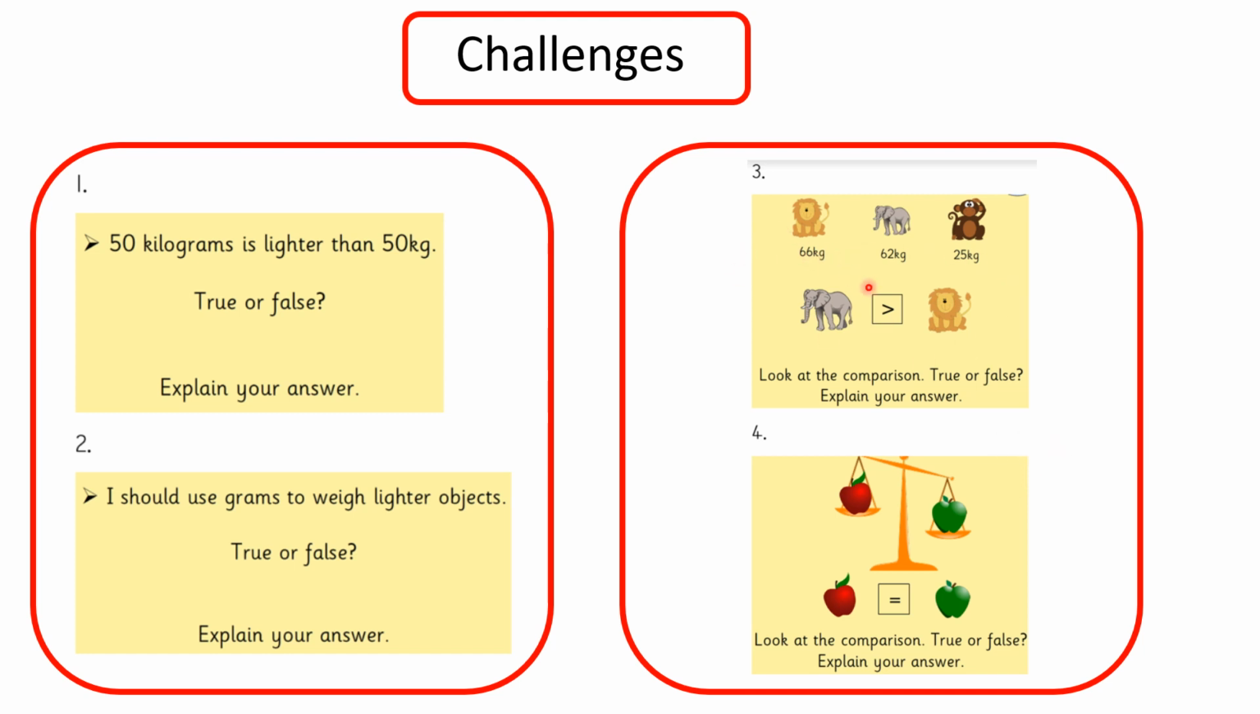This time you have a picture and you have a comparison sentence using one of our mathematical symbols. So the question asks you to look at this comparison, decide if it's true or false, and then explain your answer again. So again, a full sentence to explain why you think it's true or why you think it's false. And lastly, you have another picture with another comparison sentence, and you need to look at it carefully, decide if it's true or false, and explain your answer.